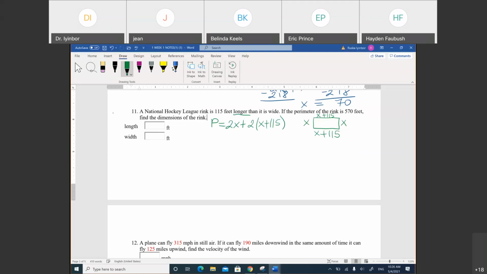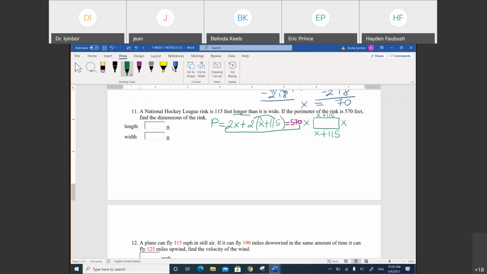And we know that the perimeter is 570. So you're technically going to solve this equals 570. This is your equation. This is what you need to solve. Okay? How do you solve it? You're going to do the parentheses here. You're going to get the x's on one side, the numbers on the other side, and you're going to solve it. Okay? So any questions on how we set up that equation? Okay, let's solve it then.